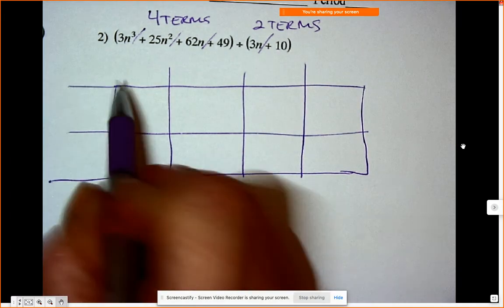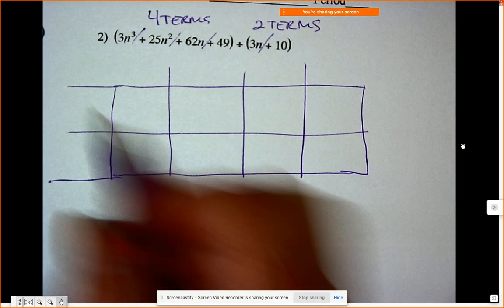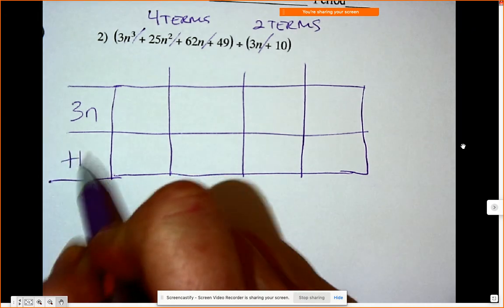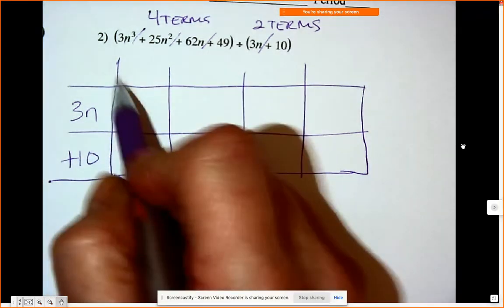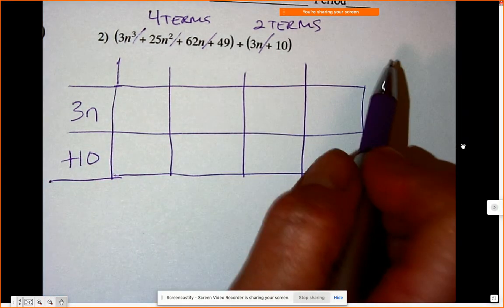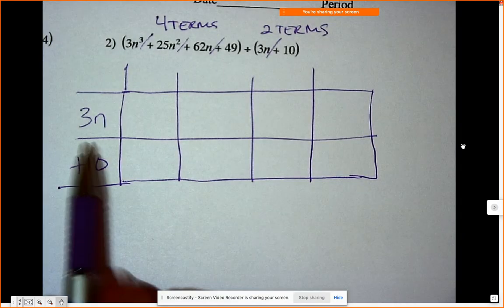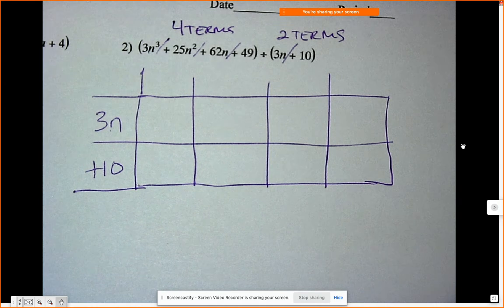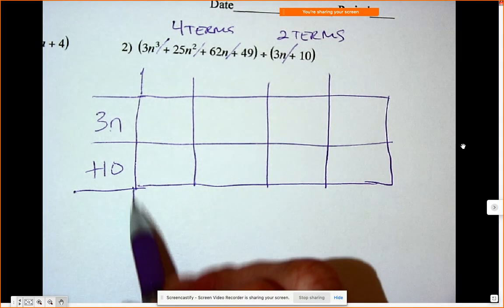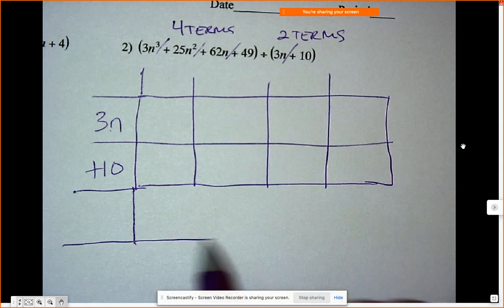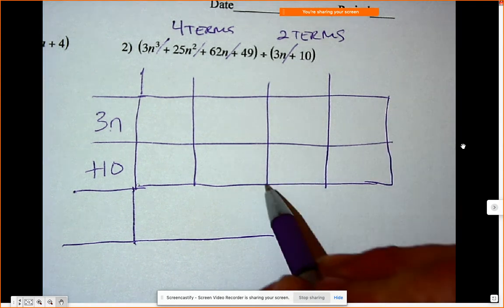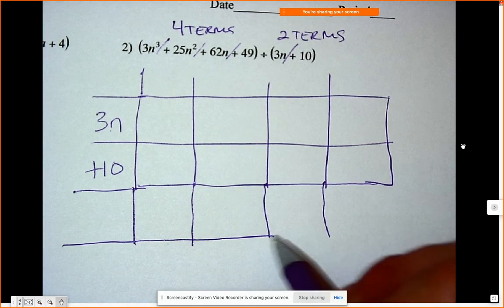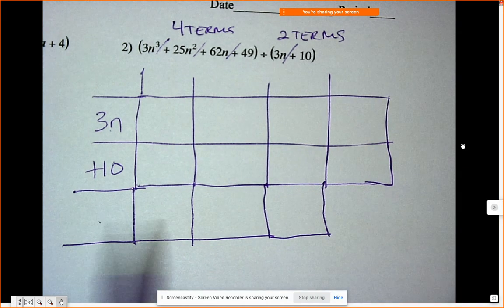Okay. Let me just write these in there. I'm going to go ahead and write the 3n plus 10 here. And then the 4 terms. Oh, I can't write those up here. Hang on, because remember, this multiplies this to give us this. So we have to use the box and work backwards. I'm going to show you how that works. You're going to add this last row right here. Okay, like that. All right.